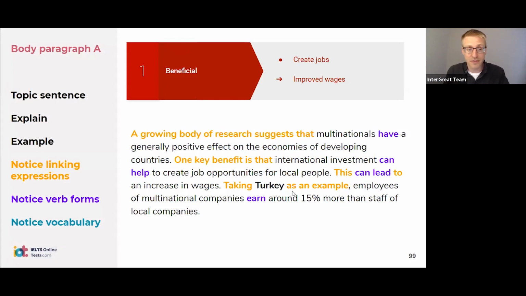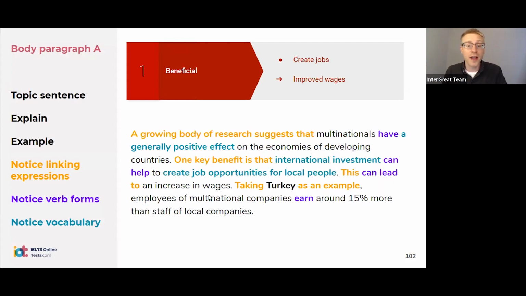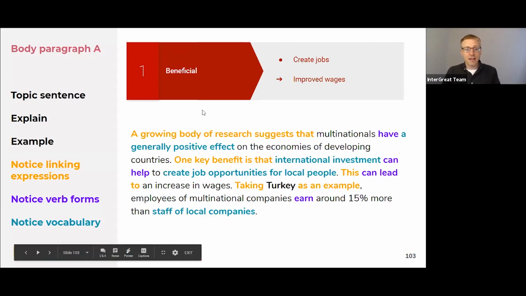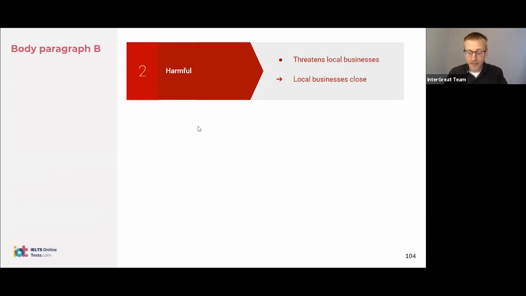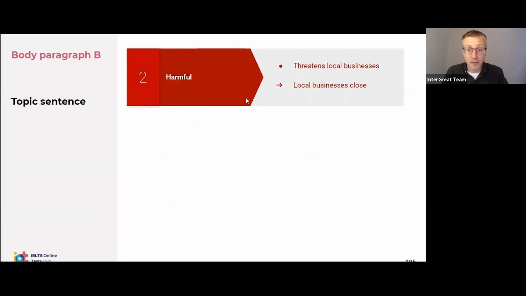We've got vocabulary: generally positive effect, international investment, create job opportunities, and the staff of local companies. So some nice collocations there. So this is a very clear first body paragraph. Moving on to our second body paragraph, we're talking about the harmful effects of multinational companies. We're going to focus on one.